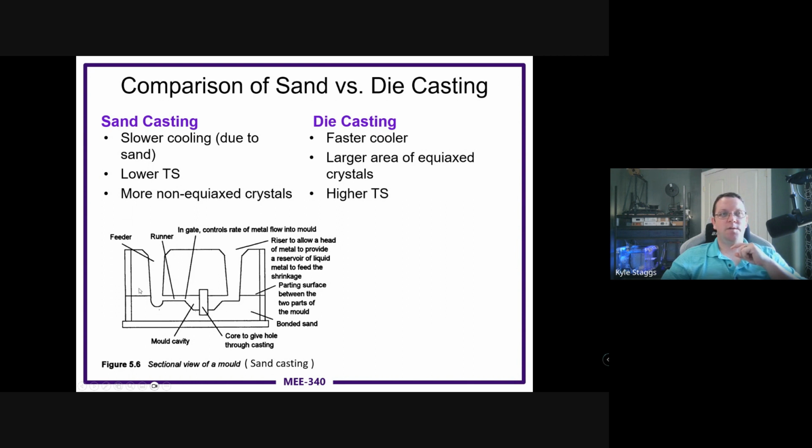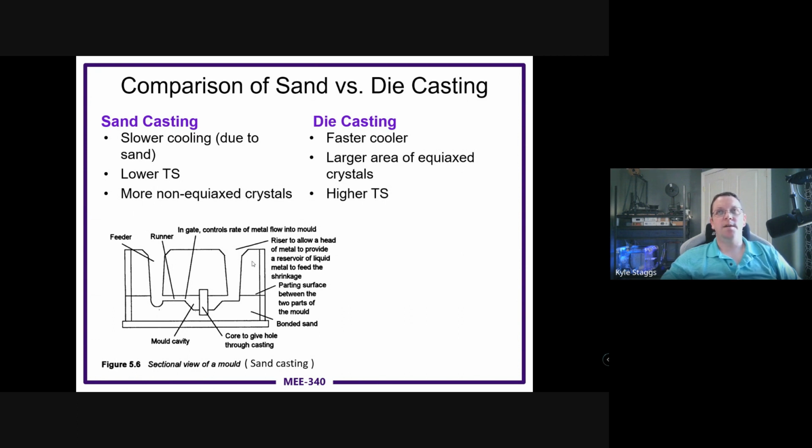You have a parting surface or a split surface where the mold can be taken apart easily. So you have a couple sections of the mold. And you have a riser, so this allows for extra material. So the design is such that any air is always going to be pushed out the top to the riser, and then the material both at the feeder and the riser are where you're going to see the material shrinkage for the sand mold.